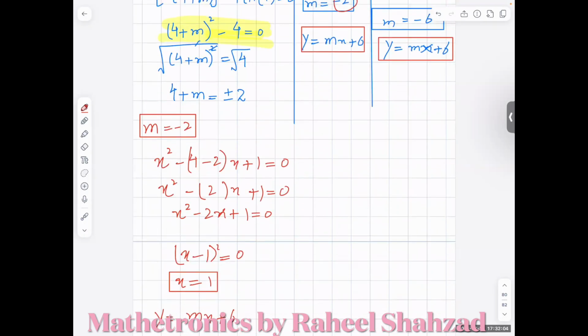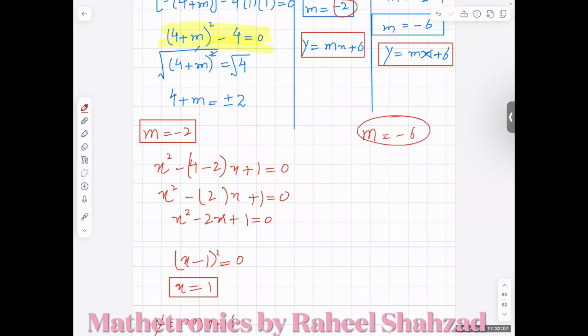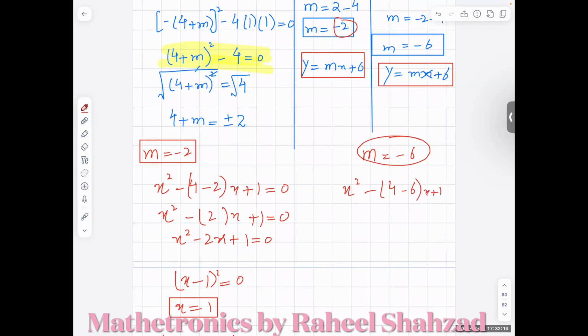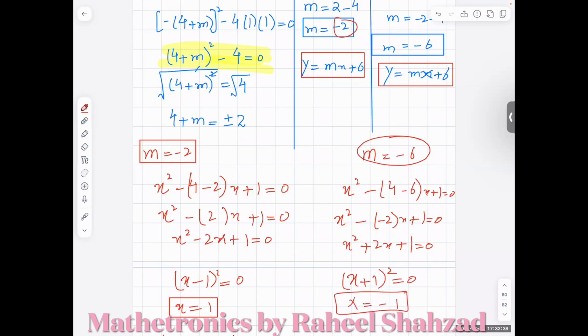Second value, when m is negative 6, now let's try. That would be x square minus 4 minus 6, x plus 1 is equal to 0, right? That makes it x square minus 2x plus 1 is equal to 0, making it x square plus 2x plus 1 is equal to 0. That would be simply (x plus 1) square equals to 0, making it x is equal to minus 1, right?